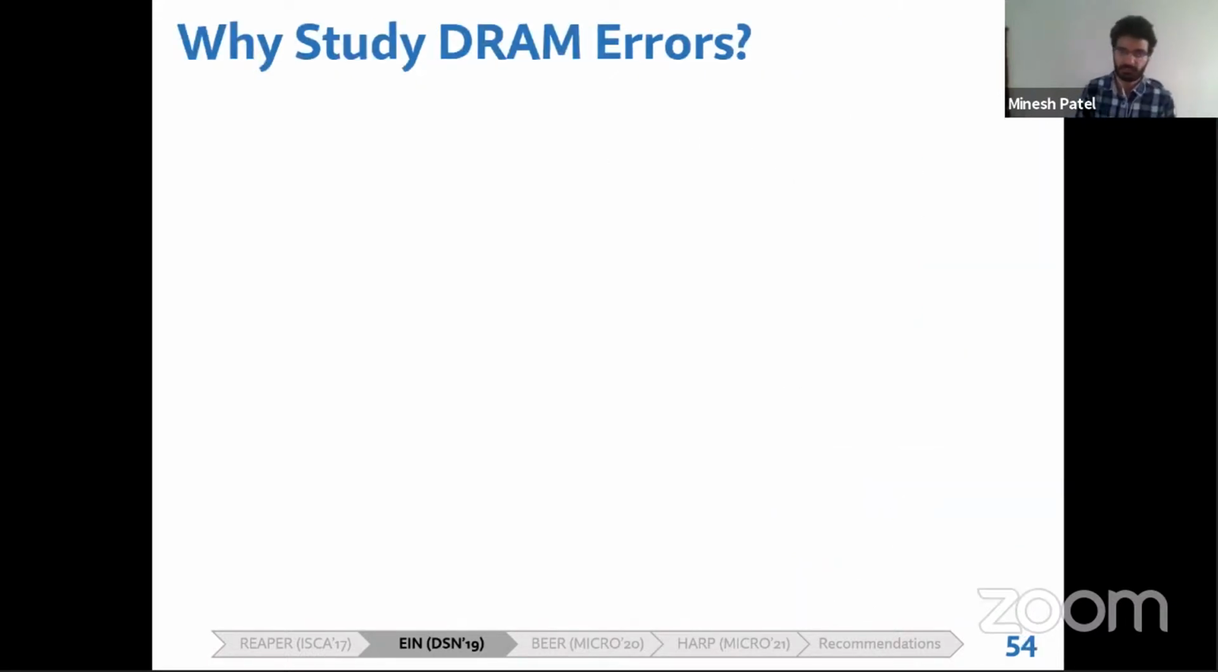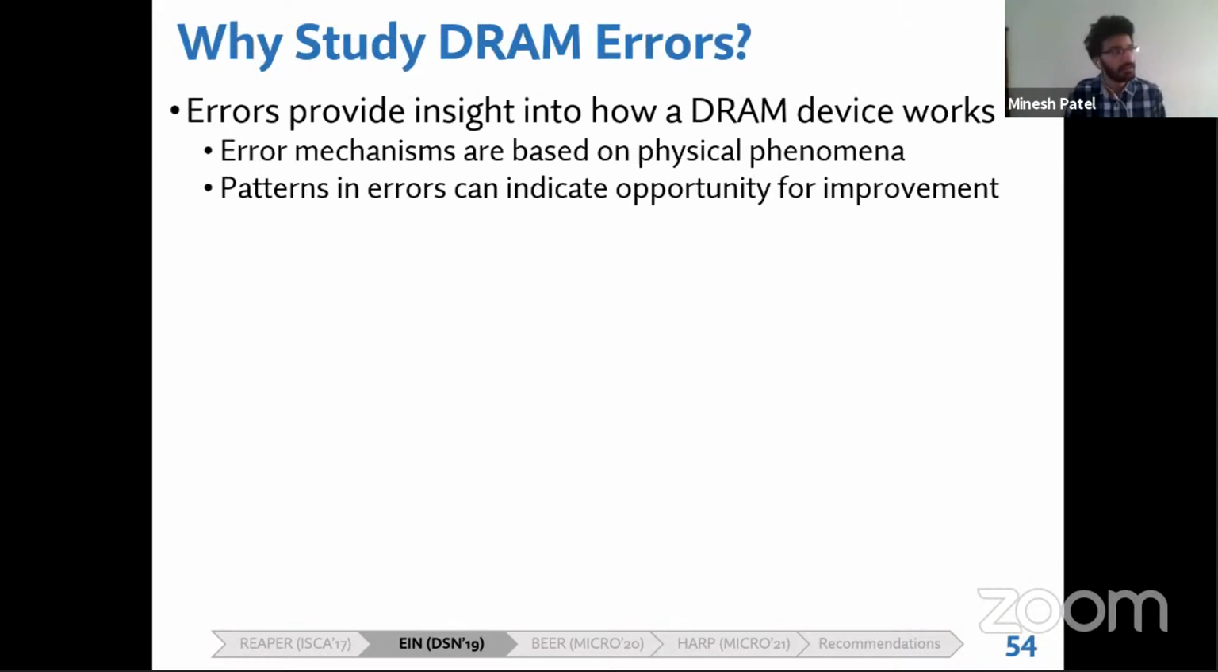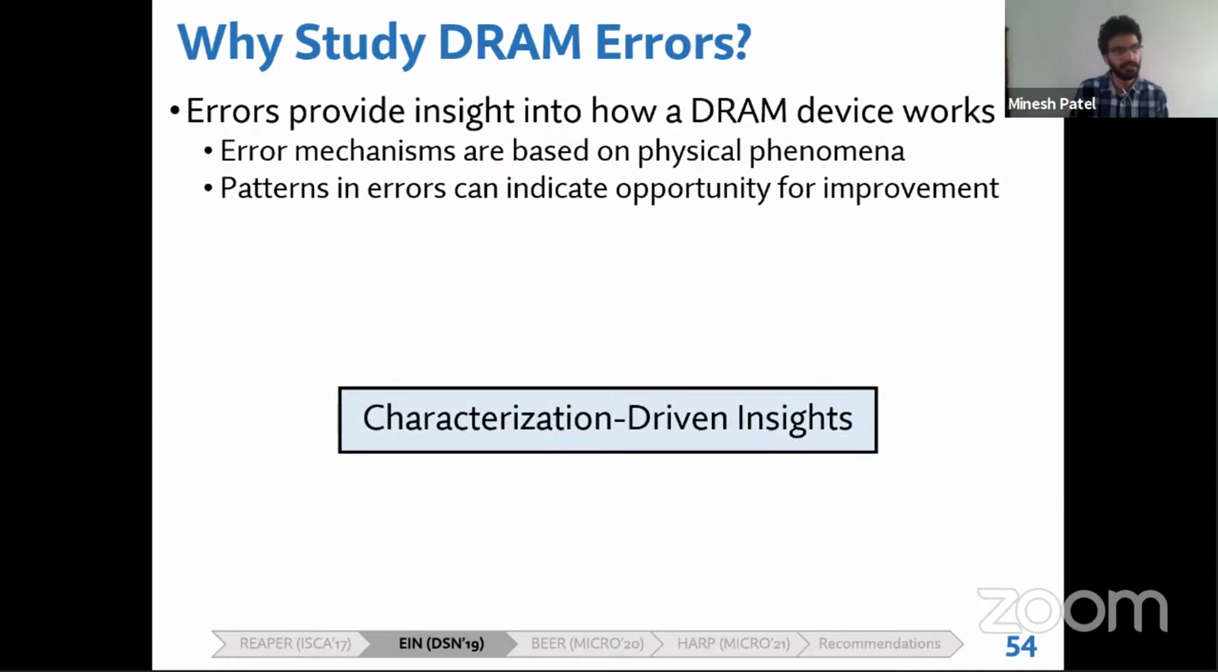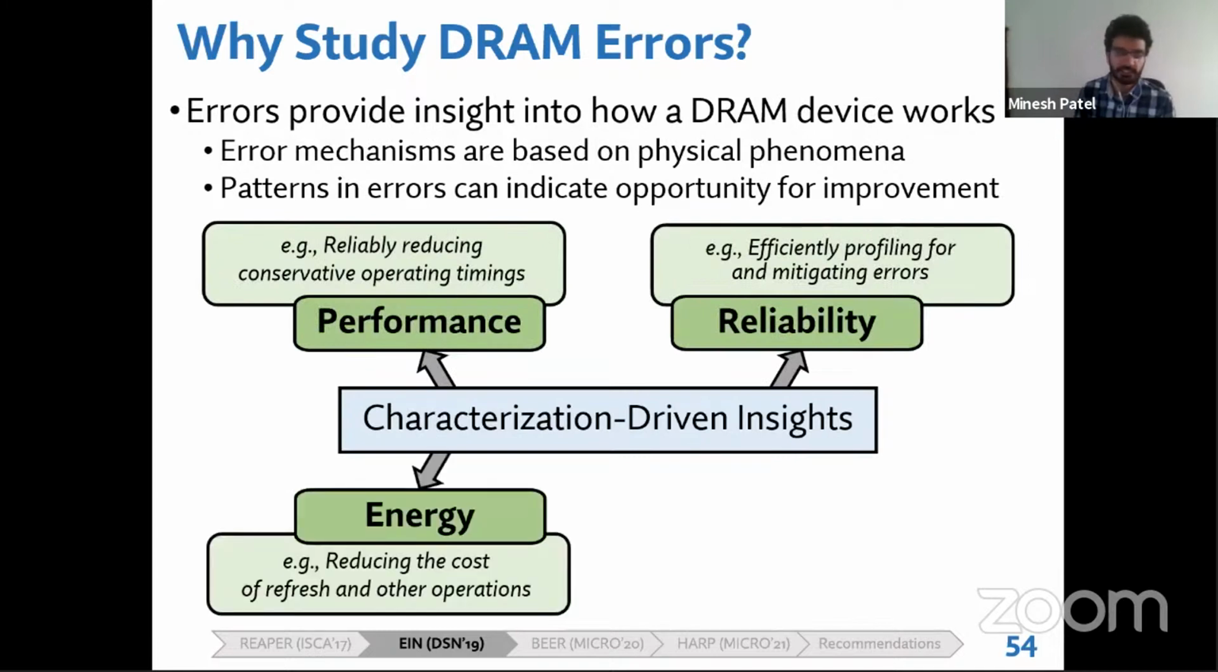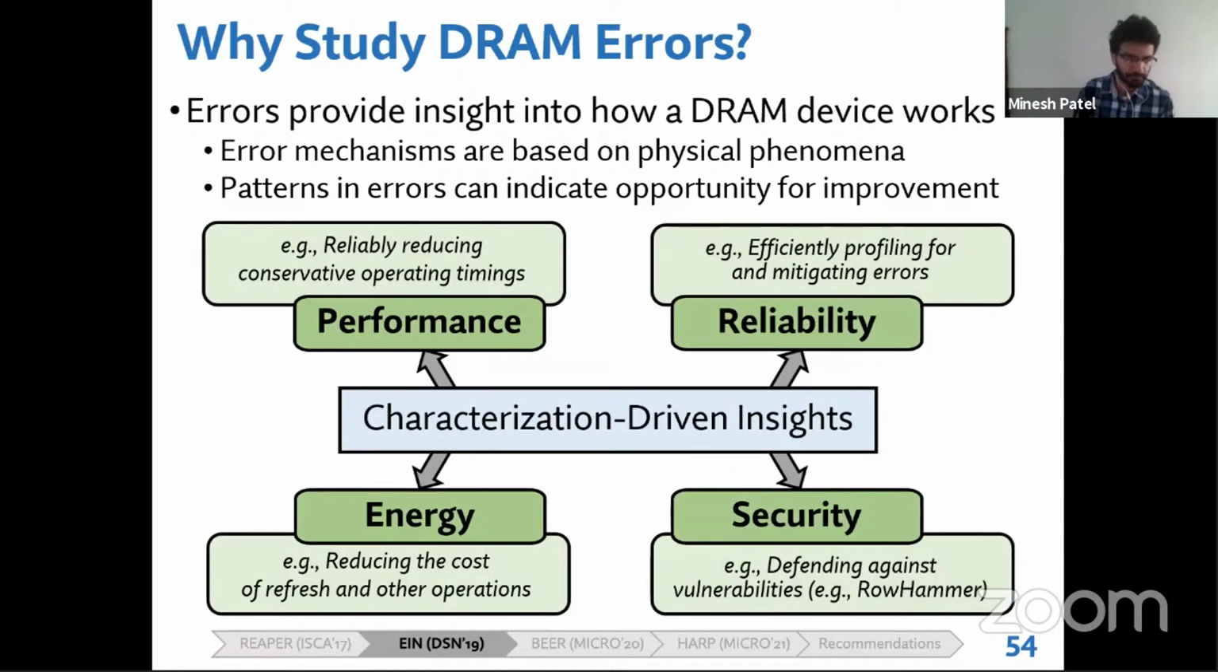The third question is, why do we want to study DRAM errors? This is because errors provide insight into how a DRAM device actually works. Error mechanisms are based on physical phenomena that are occurring at the circuit level within the device, and patterns within the errors can indicate opportunities for improvements. Our hope is that we obtain characterization-driven insights that we can then use to improve performance, reliability, energy, security, and so forth.